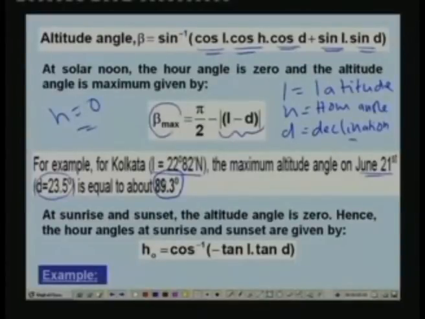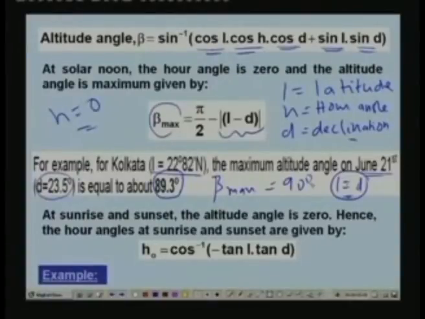Okay, this is the maximum altitude angle on June 21st for Kolkata, almost close to 90 degrees. And you can see that beta max is equal to 90 degrees when L becomes equal to D. That means when the latitude becomes equal to the declination, beta max becomes 90 degrees.